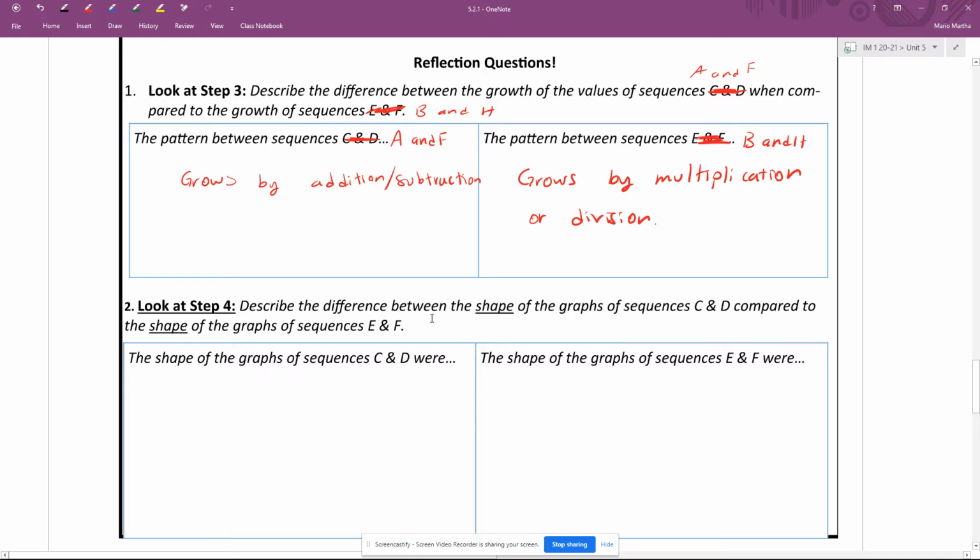And then it says describe the difference between the shape of the graphs of the sequences. Again, we have sequences A and F and sequences B and H. For the first two, the arithmetic sequences, if you notice, it's a linear shape. It's a straight line. So both graphs are straight lines, or follow a straight line pattern.